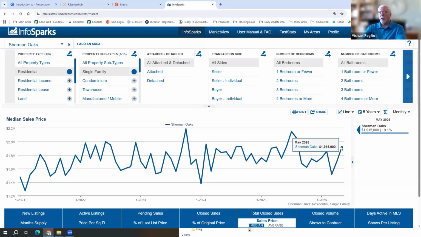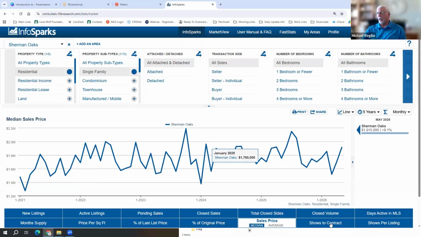The majority of the publications for market statistics always show the median sales price. So that's what our customer is used to seeing. So whenever I'm publishing, I'm generally publishing the median sales price out in the marketplace.